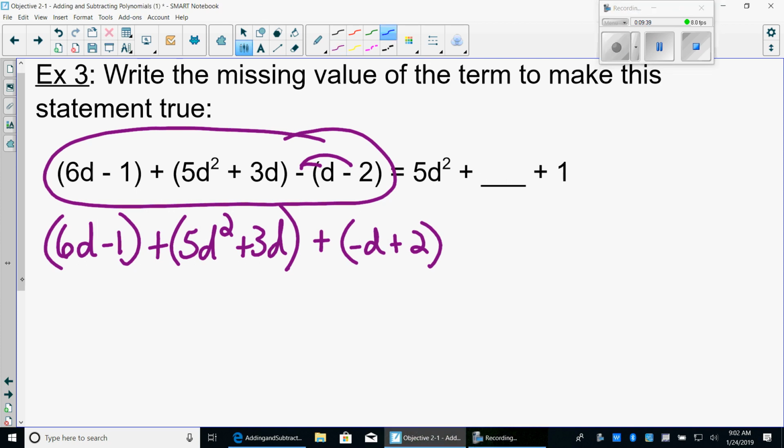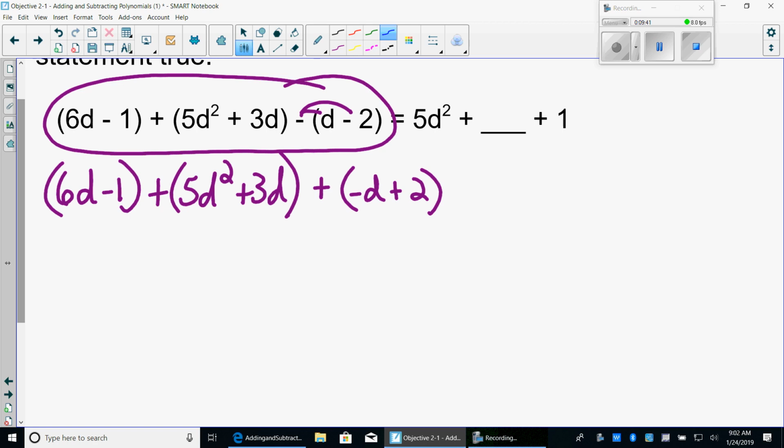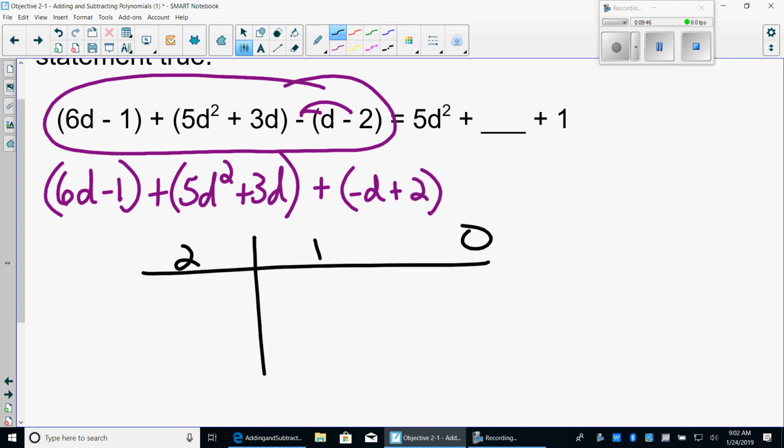All right. So we see degrees of 2, 1, and 0. Okay? Where's the 6d go? 6d goes in 1. In the 1 column. Just like this. Yeah. Just like that. What do I do to ensure that I don't miss anything? I put an addition sign in front of it, okay? I put a sign in front of every single number.